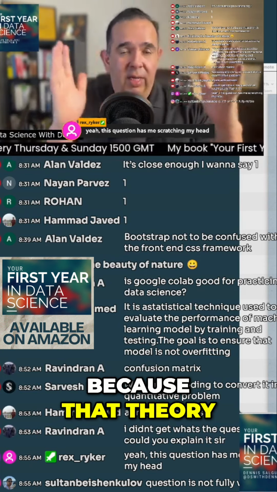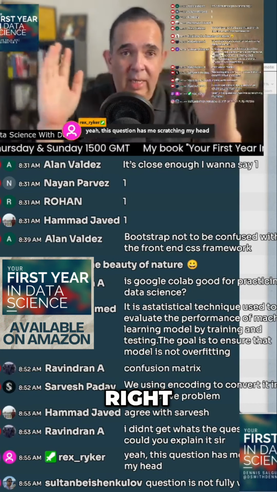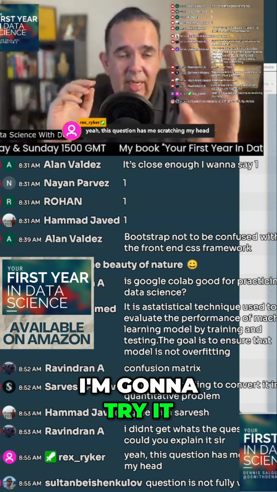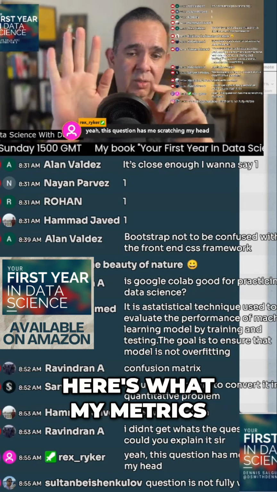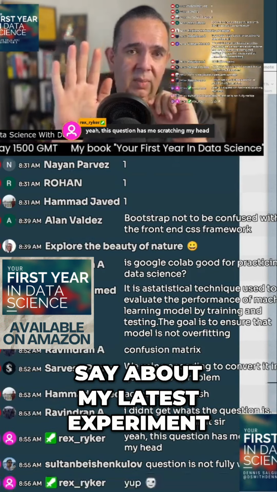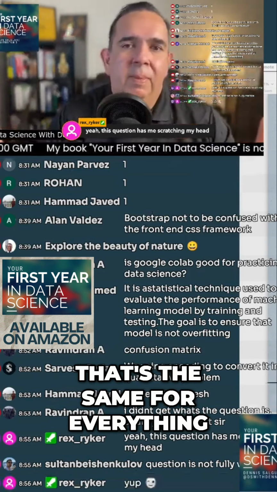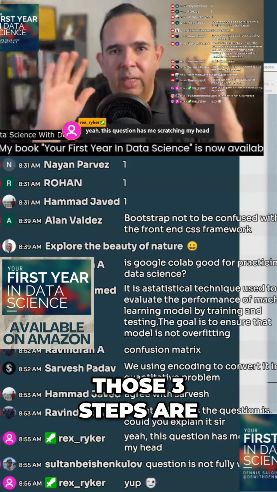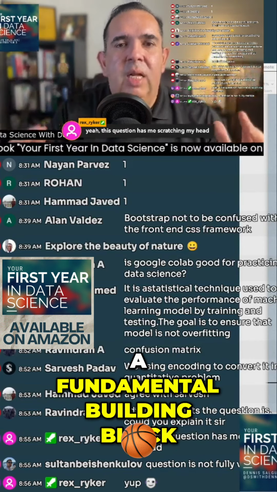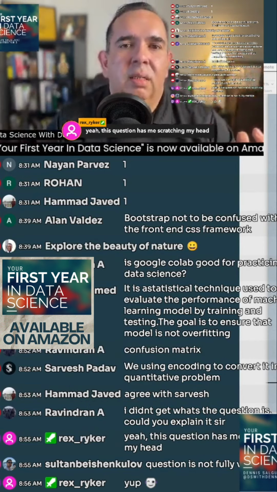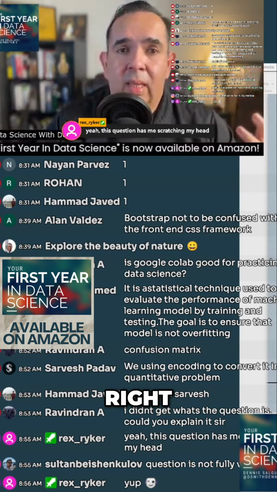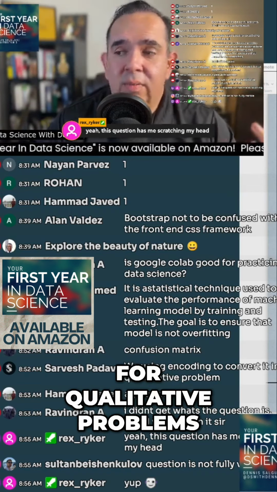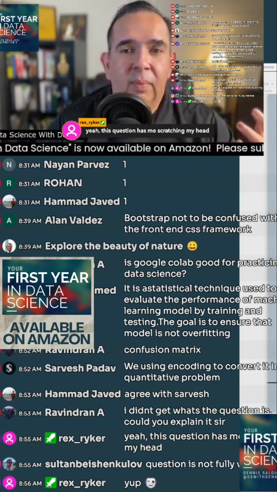Because that theory, right? Remember these 3 steps, right? Here's my data. I'm going to try it against the model. Here's what my metrics say about my latest experiment. That's the same for everything, right? That doesn't change. Those 3 steps are a fundamental building block of data science, right? So it's a trick question. There is no difference for qualitative problems, right?